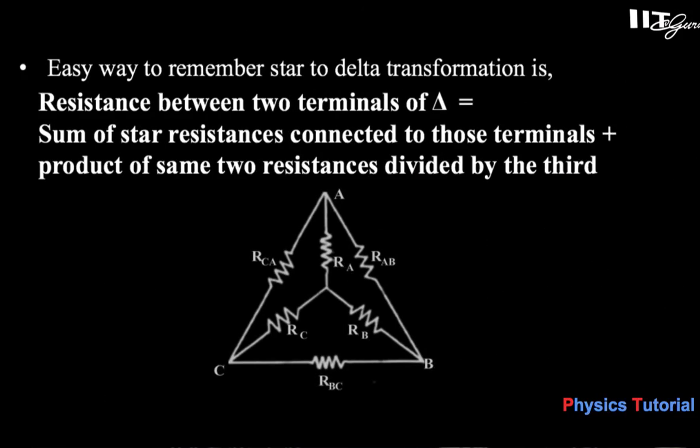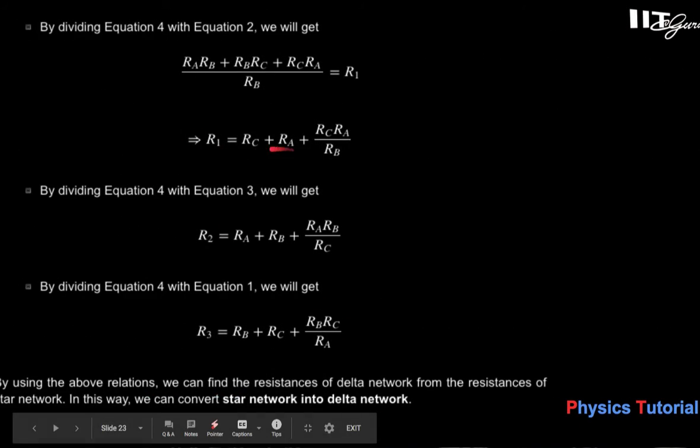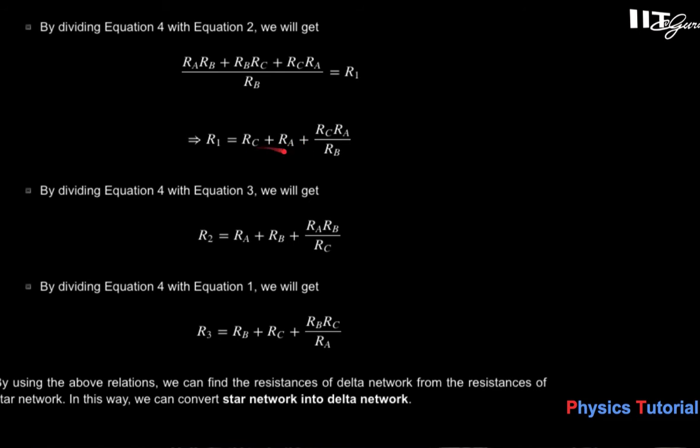How to memorize it? An easy way to remember the star to delta transformation is: the resistance between two terminals of delta, how to find it, is the sum of the star resistances connected to those terminals plus the product of those two resistances divided by the third. You see here, we are saying the sum of the two resistances, like R1 equal to RC plus RA, and plus the product of these two, divided by the third one.